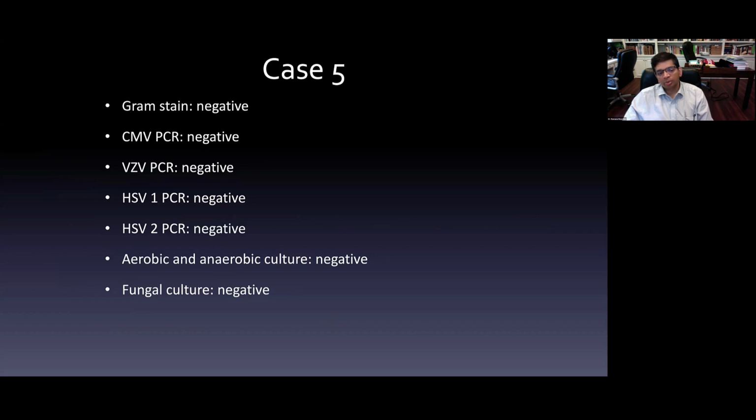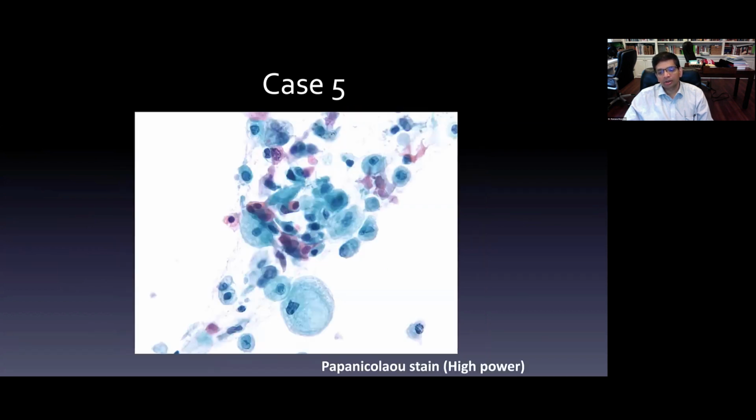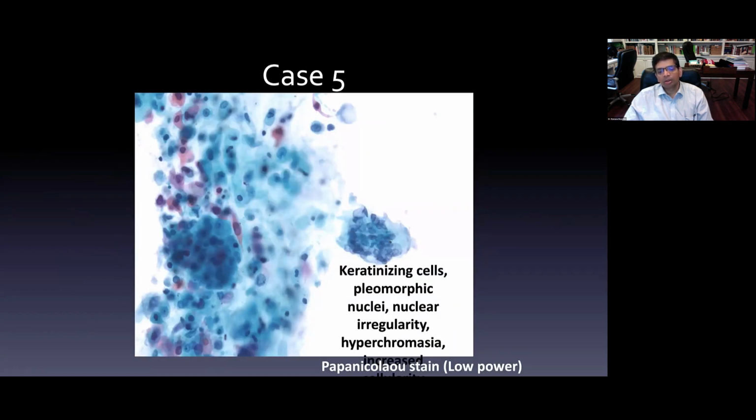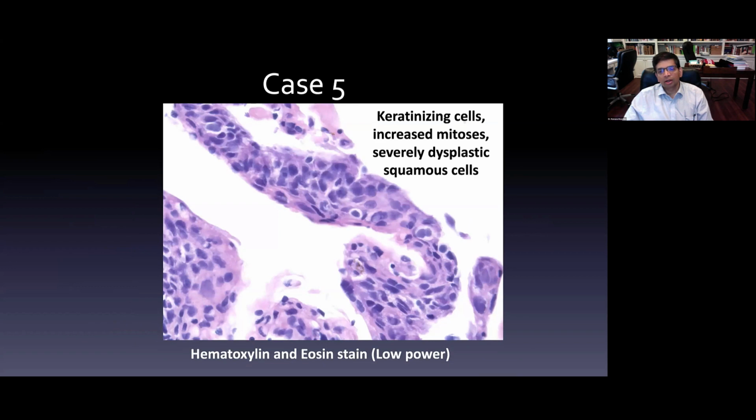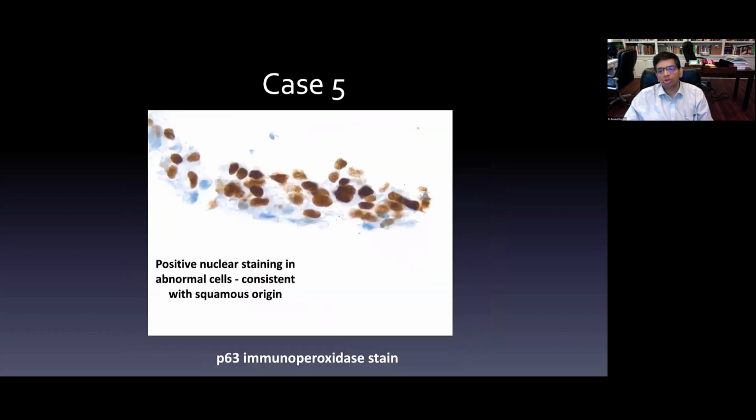All the Gram stains and PCR were negative for infectious causes, but Papanicolaou stain in the OR revealed that the patient had unusual keratinized epithelial cells with pleomorphic nuclei, irregularity and hyperchromasia. And this is highly suggestive. And also this is the pre-retinal membranes that were removed. This was actually squamous cell carcinoma with invasion of the retina.